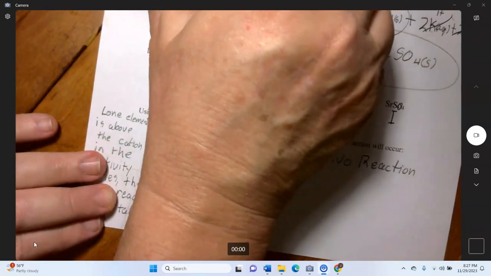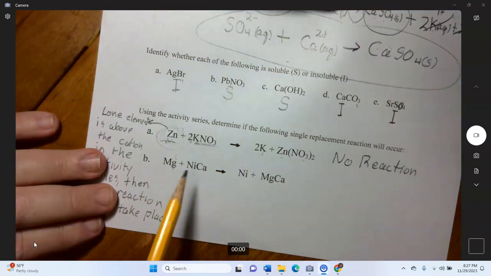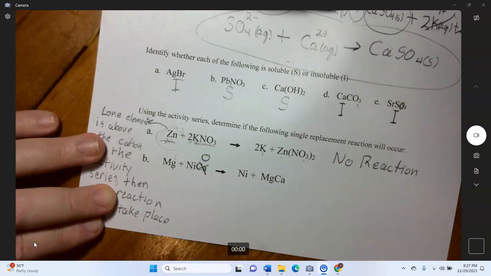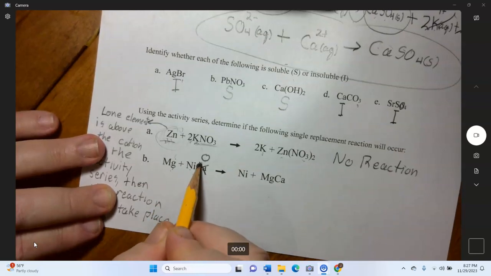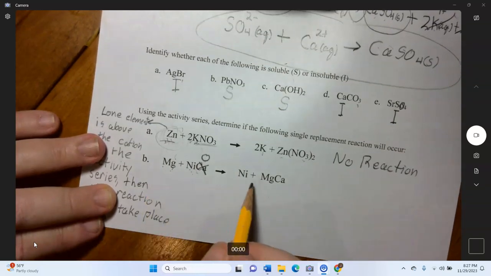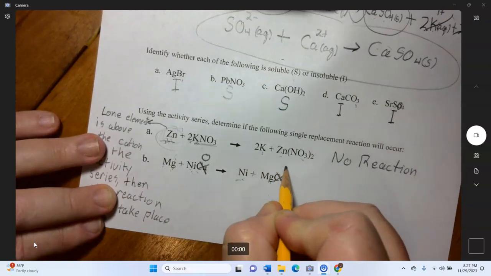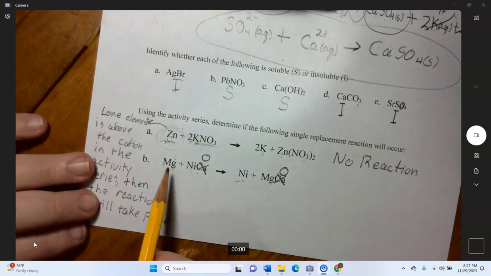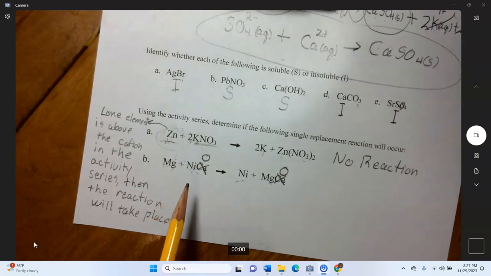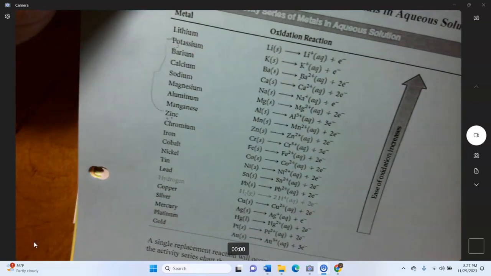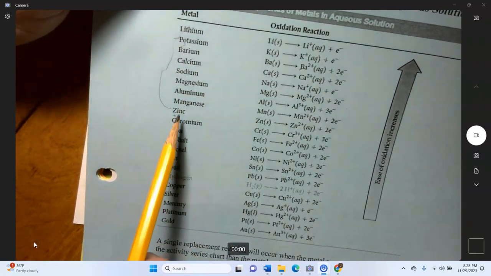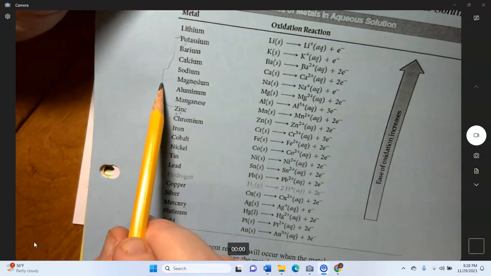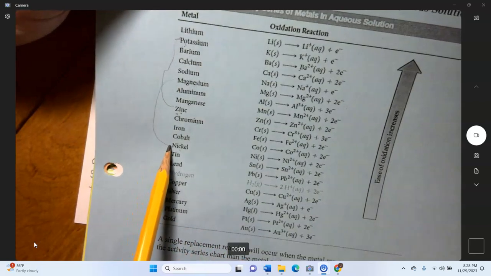Okay, let's look at this next one right here. There's a typo here. This should be oxide, O. So that's a 2 plus, 2 minus, so that balances. So it's magnesium and nickel oxide. And the question is, are the nickel and the magnesium going to switch places? And let's change that to an O. Okay? So it's NiO. All right, so is magnesium above nickel on the activity series? So we come over here. We find magnesium, it's right there. We find nickel, it's down there. So yes, magnesium, the electrons will pass down the activity series to nickel.